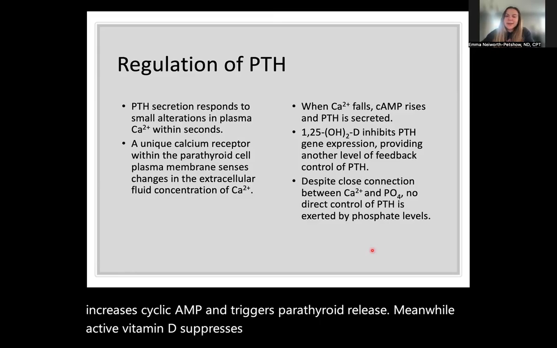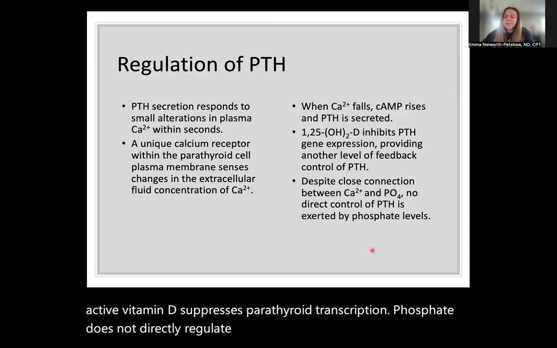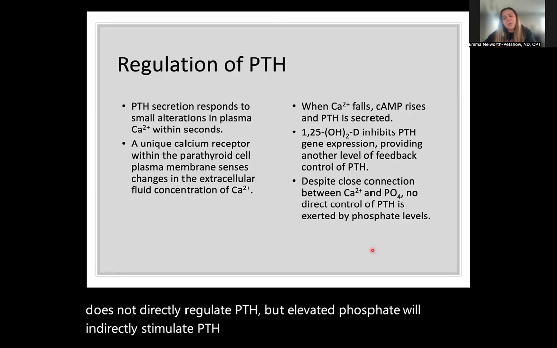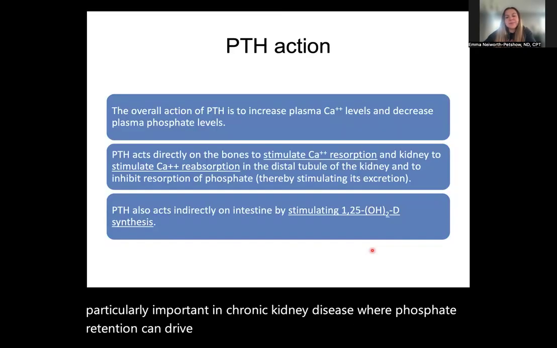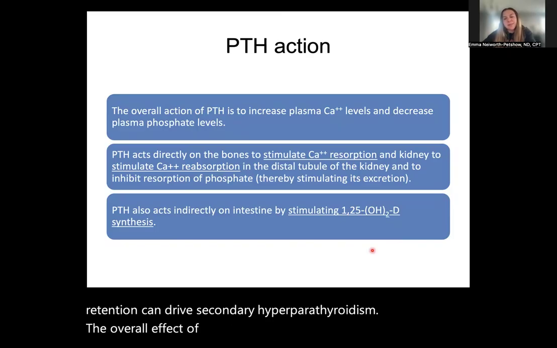Phosphate does not directly regulate PTH, but elevated phosphate will indirectly stimulate PTH by binding free calcium. And this is particularly important in chronic kidney disease, where phosphate retention can drive secondary hyperparathyroidism. The overall effect of parathyroid hormone is to increase serum calcium and decrease serum phosphate.